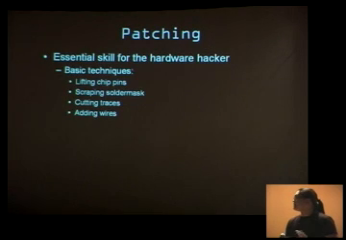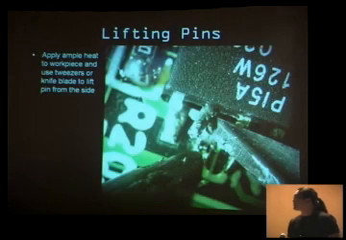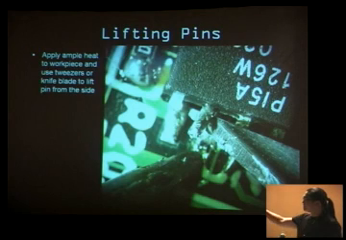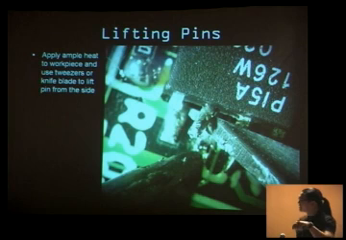So patching is the next essential skill for the hardware hacker. I'm going to go over 4 basic techniques: lifting chip pins, scraping solder mats, cutting traces, and adding wires. So when you want to patch, here's a picture of lifting a pin. Here is a surface mount component. This is an 8-pin device. You can see they're soldered down.